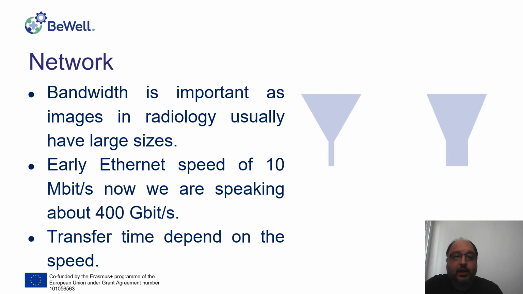The network is very often overlooked, but it is an important part of the system, and especially the bandwidth. It is very important because the DICOM files that are used in radiology usually have large sizes. And you may imagine the early Ethernet speed of 10 megabits per second, and even less in the first networks. But now we are speaking about 400 gigabits per second. The transfer time depends on the speed, of course, and the faster transfer is beneficial.